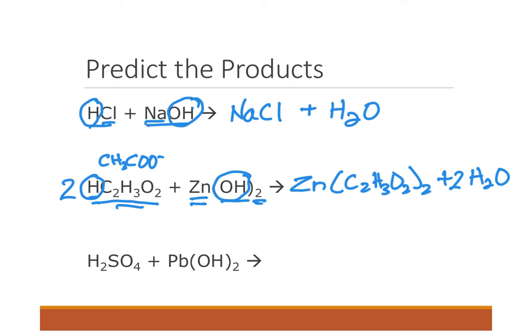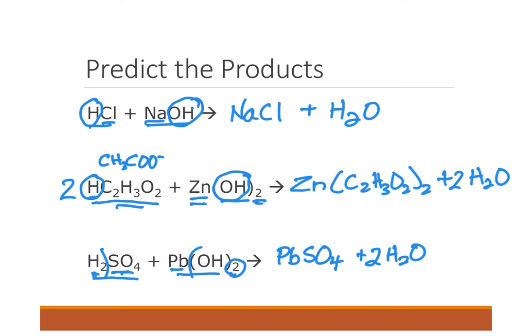And then finally, we have sulfuric acid, again, H2SO4, the sulfate ion with hydrogen, and lead hydroxide. So again, the hydrogens and the hydroxides are going to form the water. What we have left is lead and sulfate. We know from this that the lead is going to be a +2 charge because hydroxide only has a -1 charge. And so our lead sulfate will be PbSO4, because we also know that sulfate is a -2 charge because the hydrogen, we need 2 hydrogens to balance it off. And then we're left with water again. And to balance this, we're going to need 2 molecules of water.